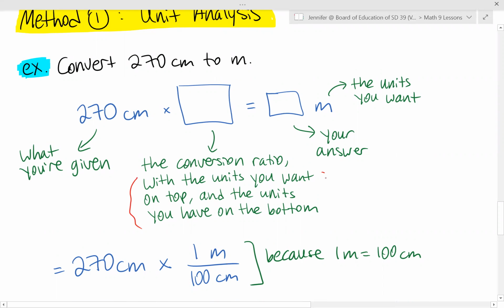Well, I write right here, the units that you want for your answer go on the top and the units that you're already given go on the bottom. So we want meters, so that goes on top. We're given centimeters, so that goes on the bottom. If it was going in the other direction, then you would have 100 centimeters over 1 meter. So you have the numbers regardless, and then it's just a matter of which one goes on top based on what unit you're given and what unit you're trying to get to.